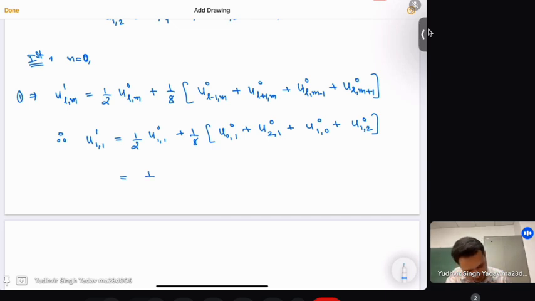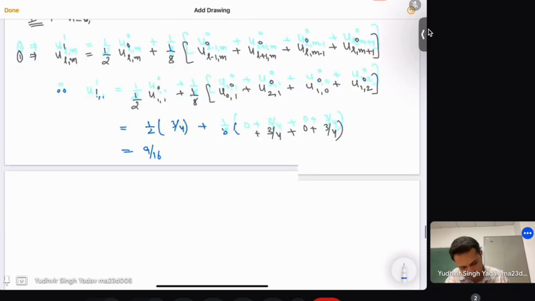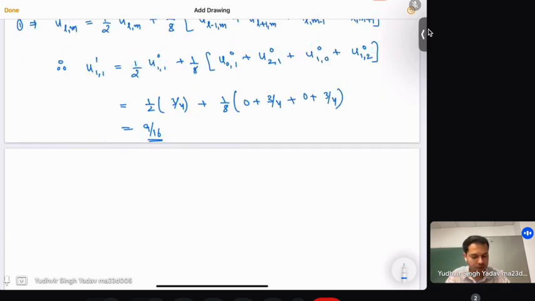So it will be 1 by 2 times 3 by 4 plus 1 by 8 times 0 plus 3 by 4 plus 0 plus 3 by 4. So it will be 9 by 16. So after just simply substituting all the known values in this expression, we will obtain the value at the first time level at the point (1,1). Here we have taken l and m as 1.